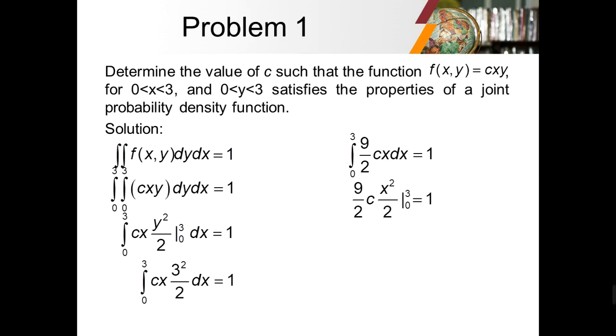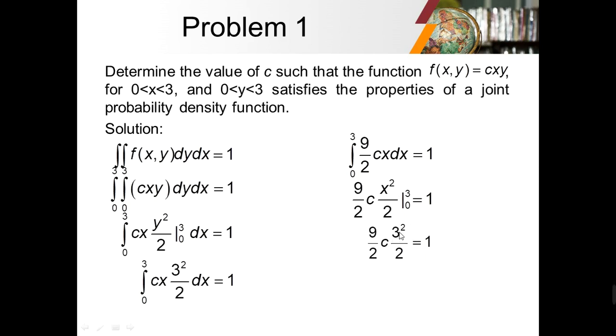Okay? So, 9 halves times c. Kopya lang itong part na to. Then, the integral of x dx is x squared over 2. Then, again, the limits is from 0 to 3. So, again, kopya equal to 1. Then, isa-substitute ulit natin ang ating limits. So, magiging 3 squared over 2 minus 0 squared over 2 sana. Ay, kaya lang, 0 nga, kaya hindi na natin sinama.